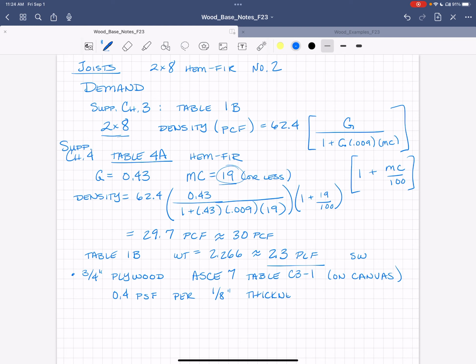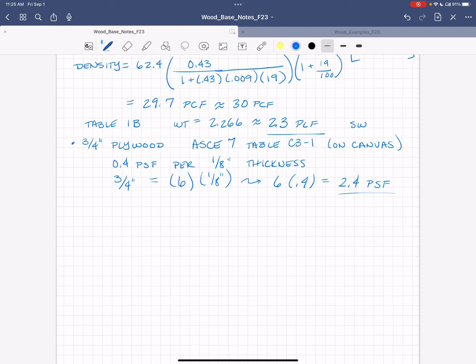Unlike the sawn lumber, plywood, if it says it's 3/4 inch plywood, it's 3/4 inch plywood. So it's 3/4 inches thick. 3/4 inches equals how many 1/8 inches? That would be 6. So I need 6/8 times 0.4 pounds per square foot, and I get 2.4 pounds per square foot for the plywood.